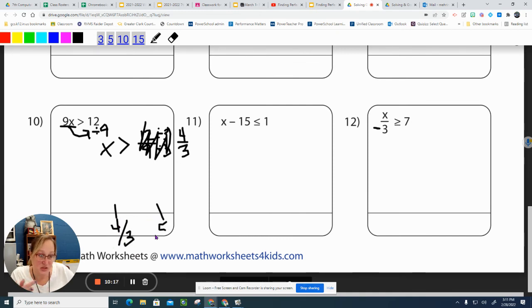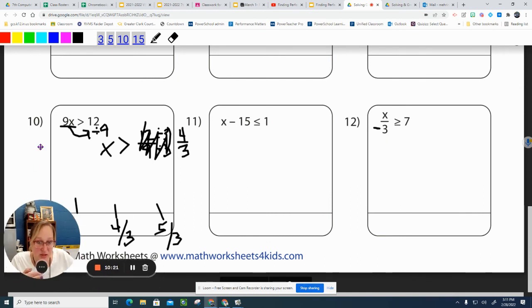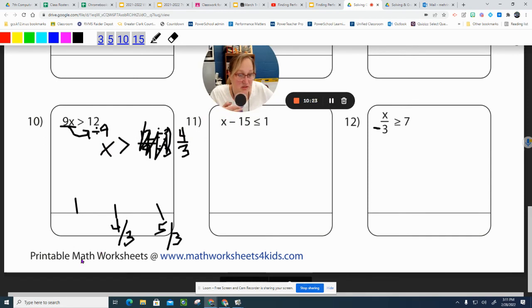I'm going to put 5/3. And I'm going to put 3/3, which is the same as 1. Okay, now I'm looking. This is an open inequality without an equal sign, so my circle is open. Since the variable is on the left, my arrow will go the same way as the inequality.